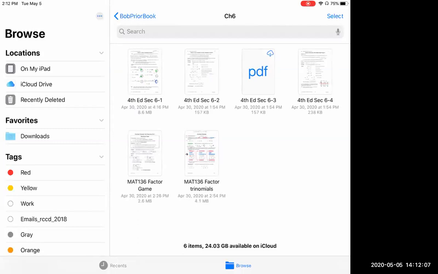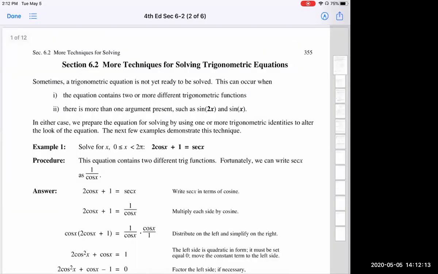So let's continue with 6.2. Now, like I said, 6.2 is a lot like 6.1. It's just we're adding to it. And that's what each section in this chapter is. It's the same idea, but we're adding another concept to what we learned already.